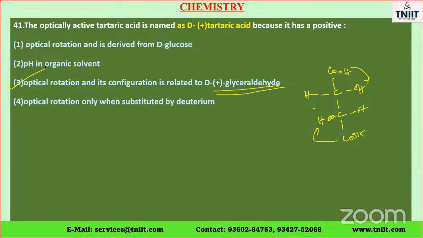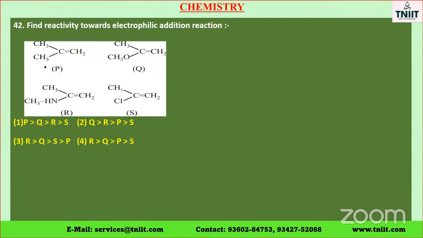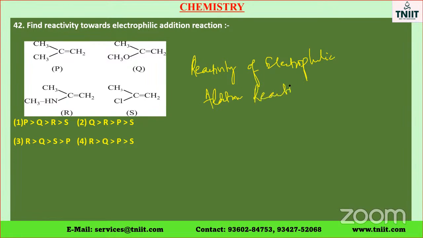Next question. Find reactivity towards electrophilic addition. So the relation is reactivity of electrophilic addition reaction is proportional to stability of carbocation. We know that tertiary carbocation is more stable than secondary, secondary is more stable than primary, and primary is more stable than methyl carbocation. So find the reactivity to electrophilic addition reactions here. The answer is option 4.